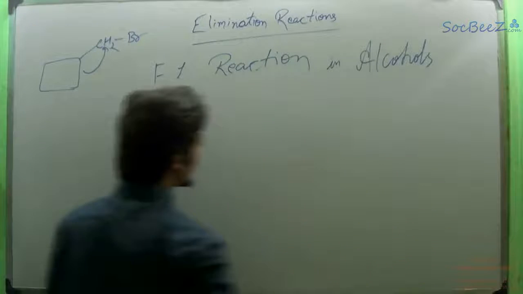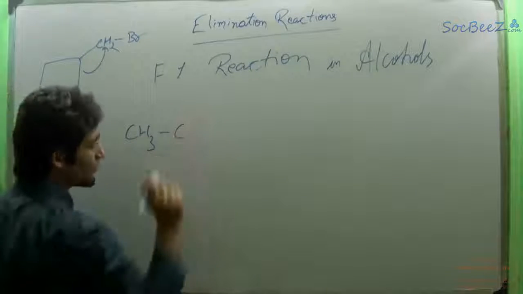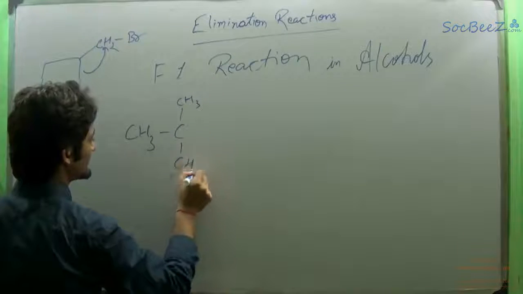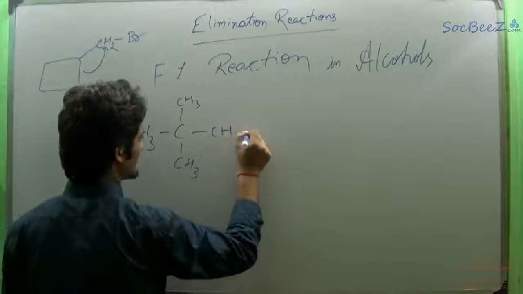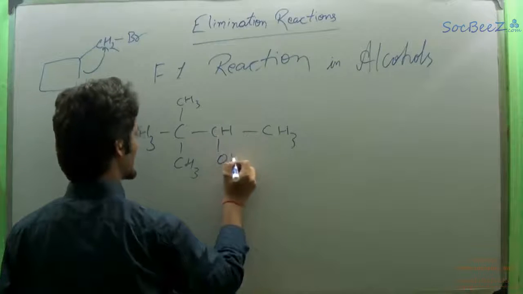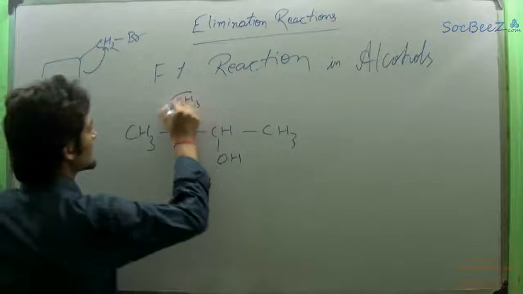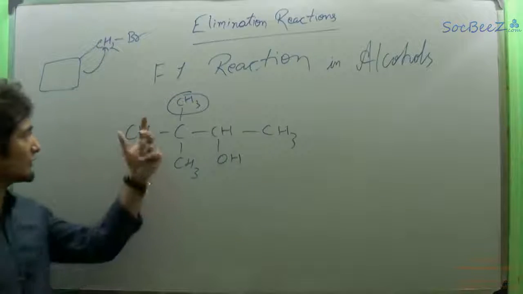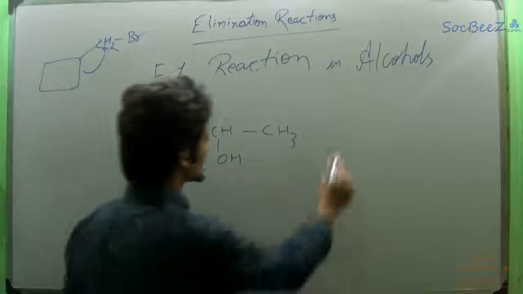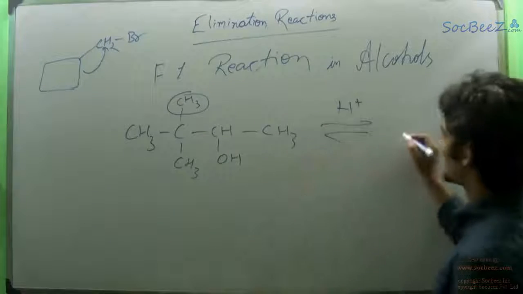The second most important example to discuss is, what if there are no H to be shifted? As in the case of the last example, in the last example there was a hydrogen here instead of this methyl group which was shifted. What if there is no hydrogen present on this alpha carbon? What will happen then? So the first step is it will accept H plus, OH2 plus is formed.